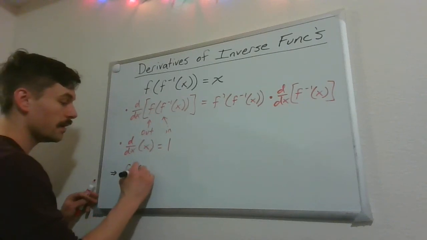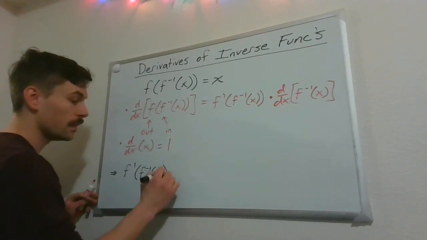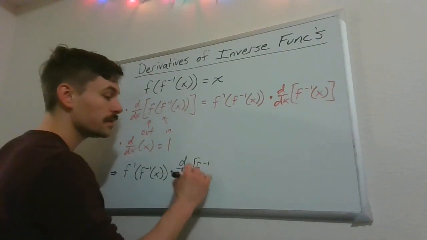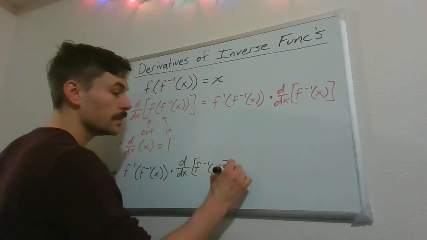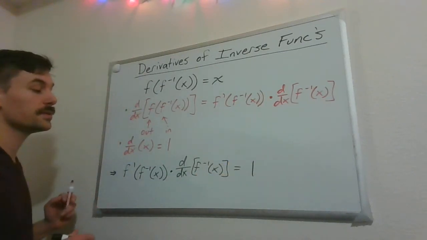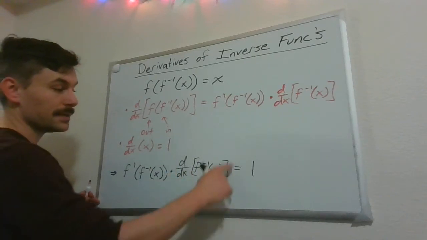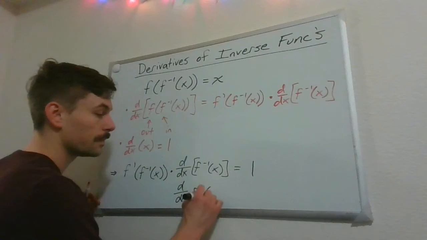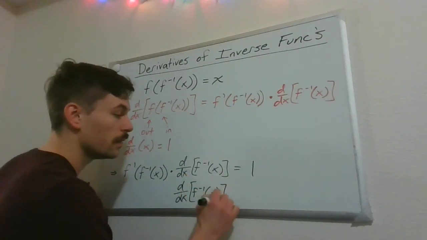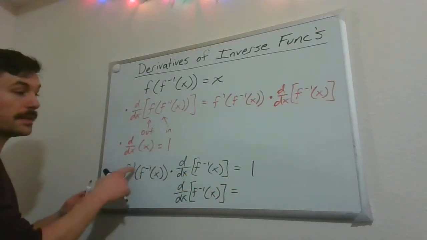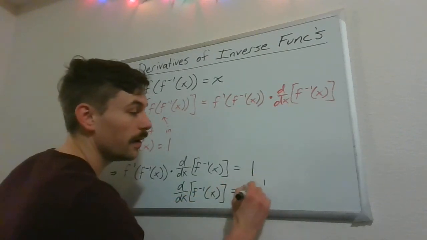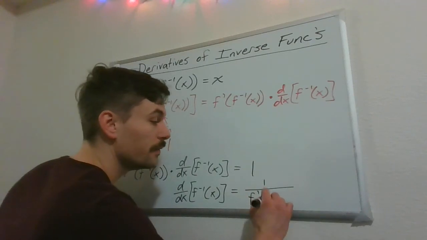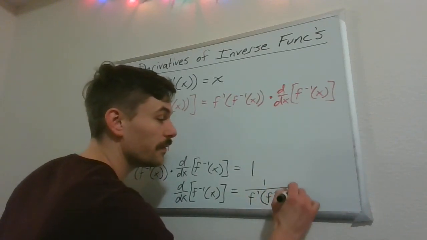f prime of f inverse of x times the derivative of f inverse equals 1. So we're just setting those two sides equal. And if we want to isolate this derivative of the inverse, we do something super fancy. We just divide this to the other side. So it's 1 over this f prime of f inverse of x.